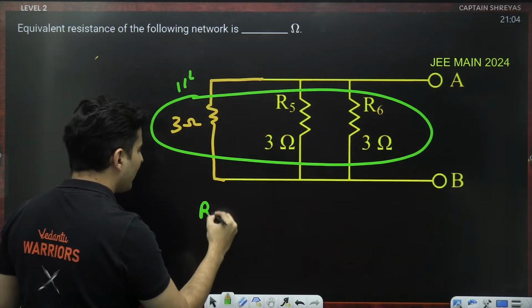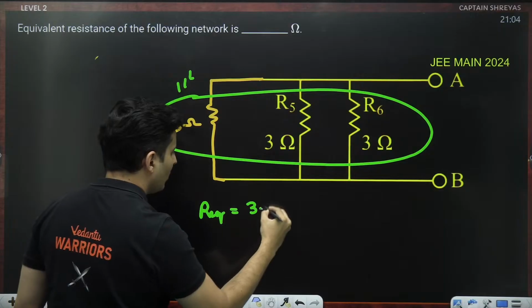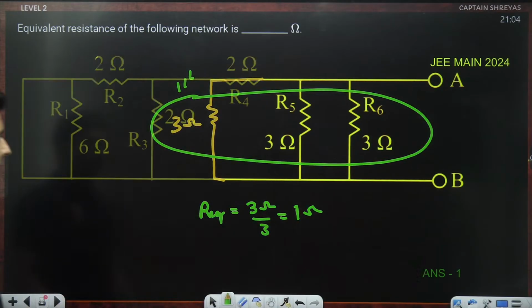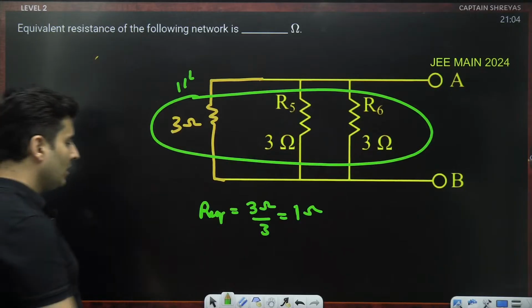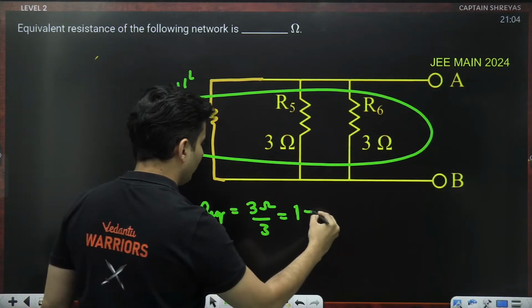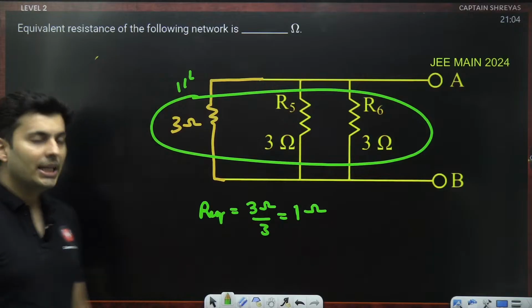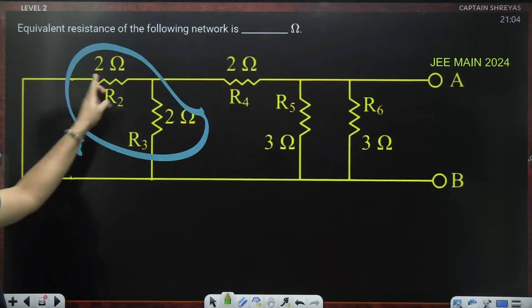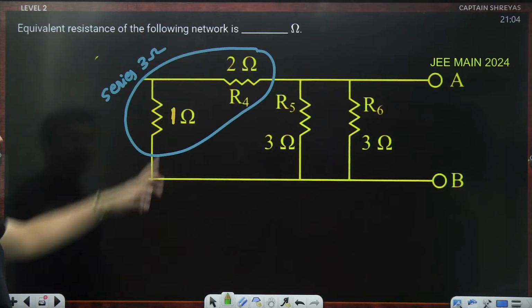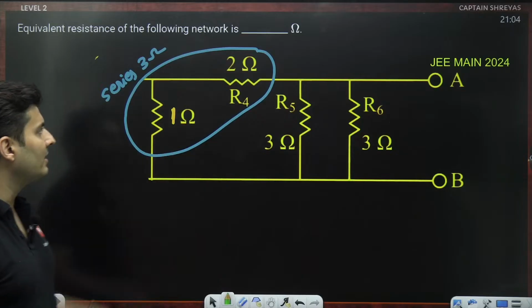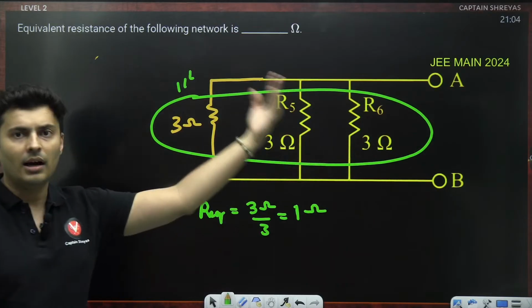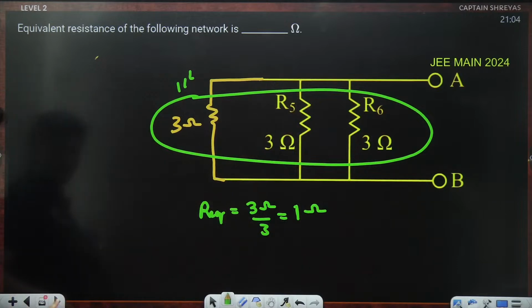So the R equivalent will be 3 ohms divided by 3, which is basically 1 ohm. So hence answer should be 1. Yes, perfect. So the correct answer is 1 ohm. Is that clear how we have reduced the circuit? It was very straightforward. First started by shorting this resistance, then seeing these two in parallel, writing it as 1 ohm. This one is in series with this 2 makes it 3. These 3 3s are in parallel, which will make it 1 ohm.